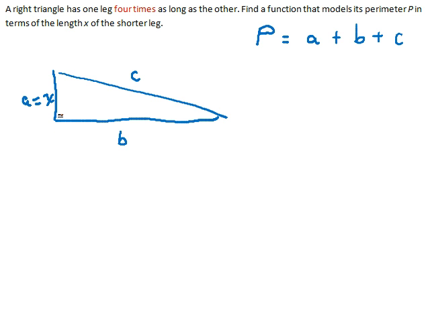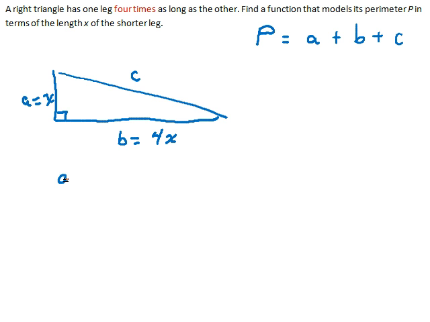using the variable x. Now the legs of a right triangle are the sides adjacent to the right angle. So in this case, the other leg is b, and it must be 4 times as long as a, or in this case 4x. So we have two of the sides of the triangle in terms of x. We need the third side in terms of x.